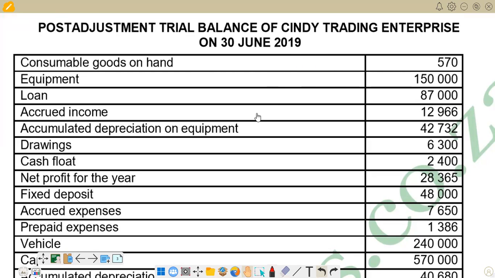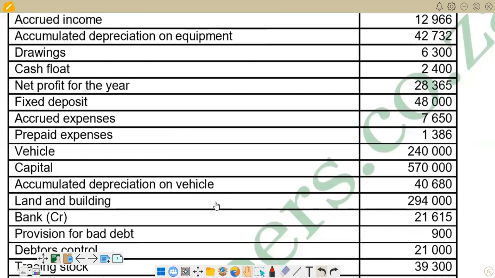So we are going there. You'll see that for land and buildings, let's see what we have there. Land and buildings is 294. Then for vehicles, our cost is 240, which is the gross carrying amount, and then the accumulated depreciation of vehicles is 40,608. So we're just going to say this one minus this one.